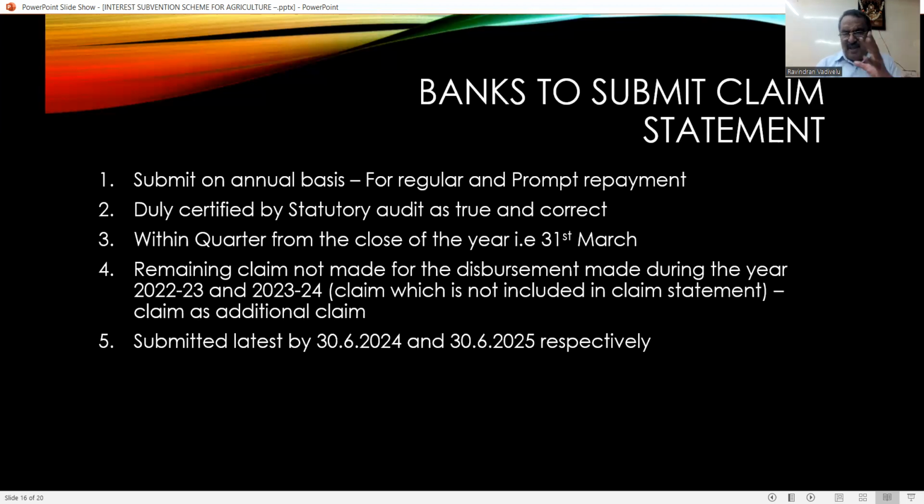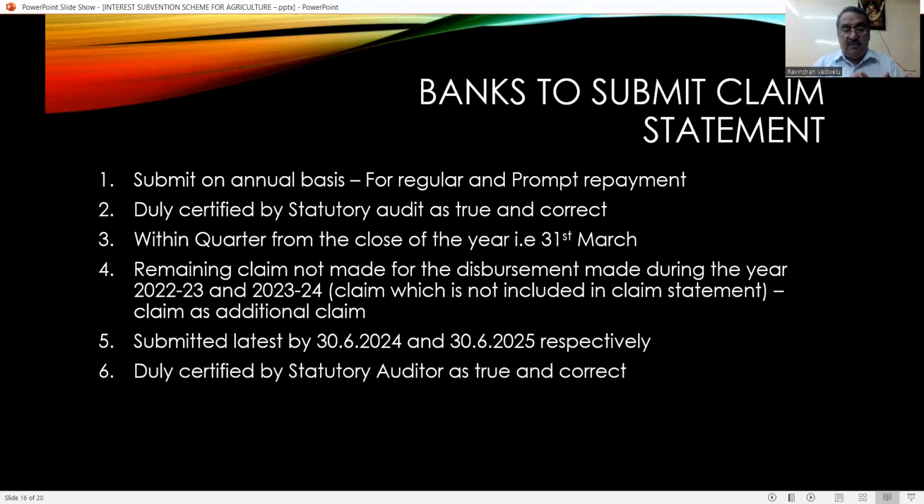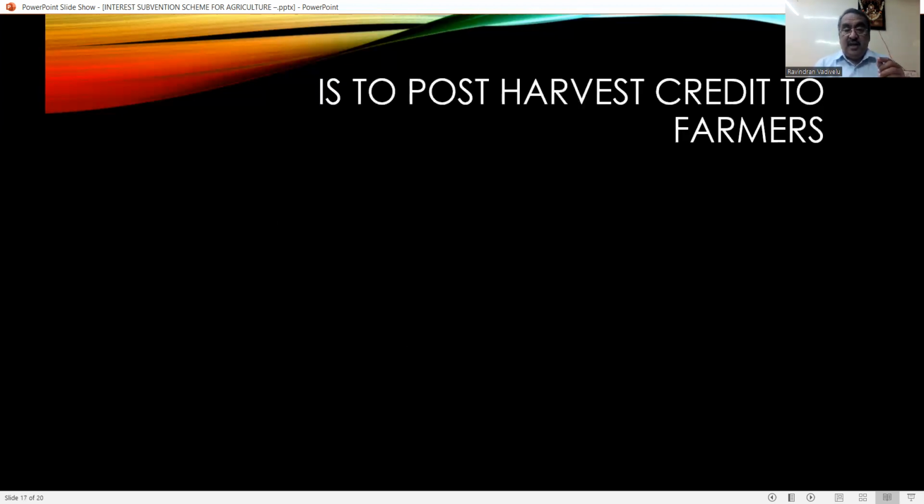So from this, I understand that even if there is only an omission, the bankers are eligible to submit the claim as per the RBI directives. And all those additional claims also have to be certified by a chartered accountant or by a statutory auditor as true and correct. That is on interest subvention for post-harvest credit to farmers.